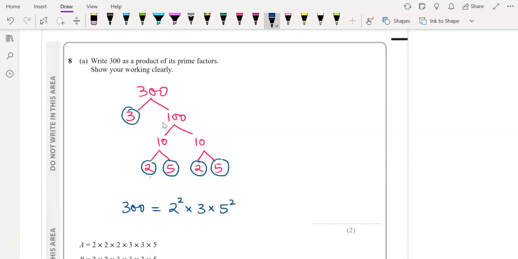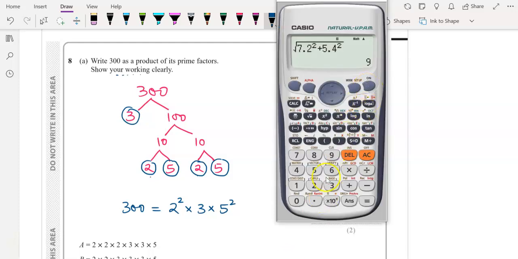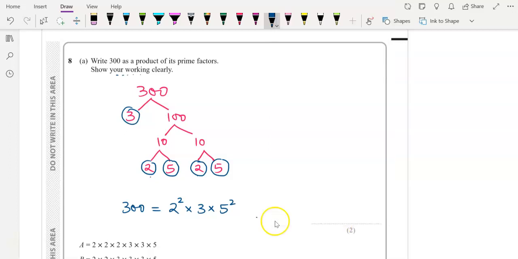Now one more thing you can do is get this answer from the calculator, but you have to show your working, so I can at least double check my work. You go to your calculator, type 300 equals, and to get the factored form, press shift and fact, and it gives you 2 squared times 3 times 5 squared. Okay, pretty easy. Part B.